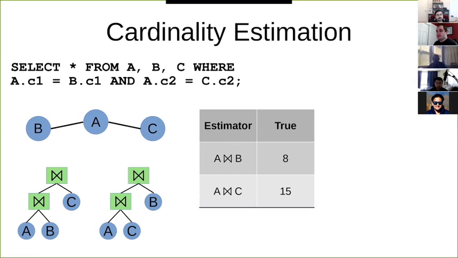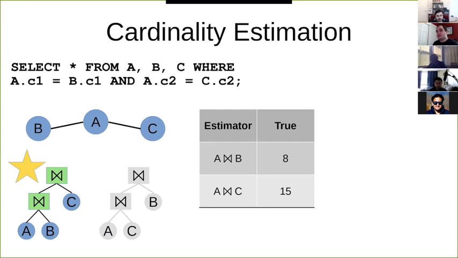So imagine that I knew the true cardinalities, the actual right answer for both of these intermediate results. So let's say that I knew that A join B is going to produce 8 tuples and A join C is going to produce 15 tuples. Based on that information, a query optimizer would choose the plan on the left because A join B will produce fewer tuples, and then joining the result with C will be a little faster than if you went the other way around.